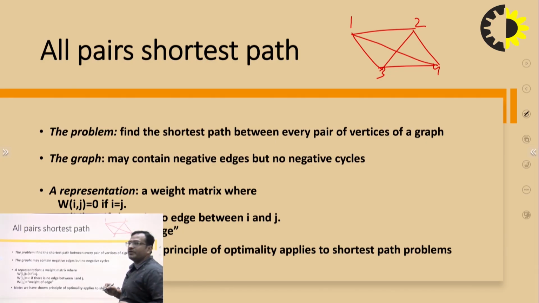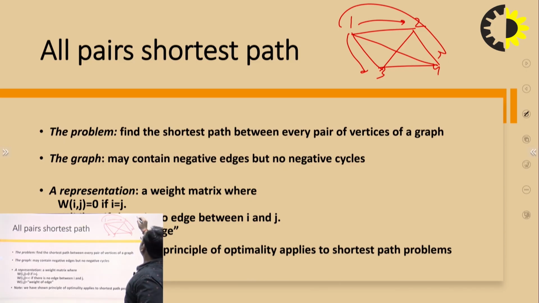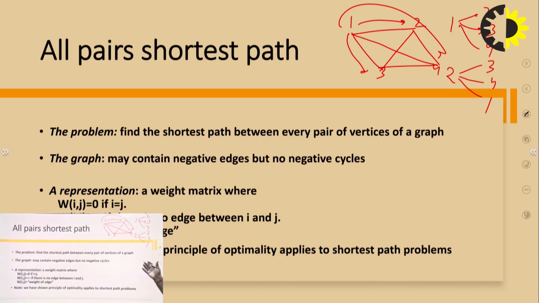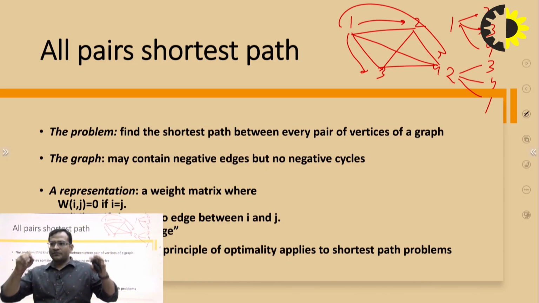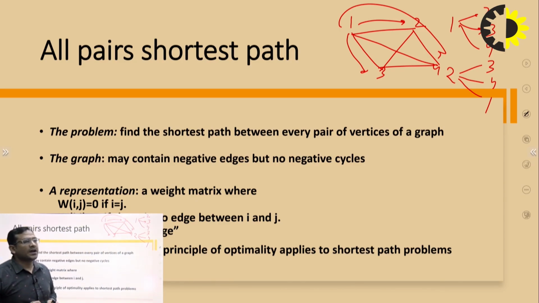vertices, and we have to find the shortest path from 1 to 2, 1 to 3, 1 to 4. We can say 1 to 2, 3, 4, or 2 to 3, 4, 1. This is the way you can find the shortest path between every pair of vertices. We use a graph because this problem can be solved using a graph, and all the vertices are connected through edges.